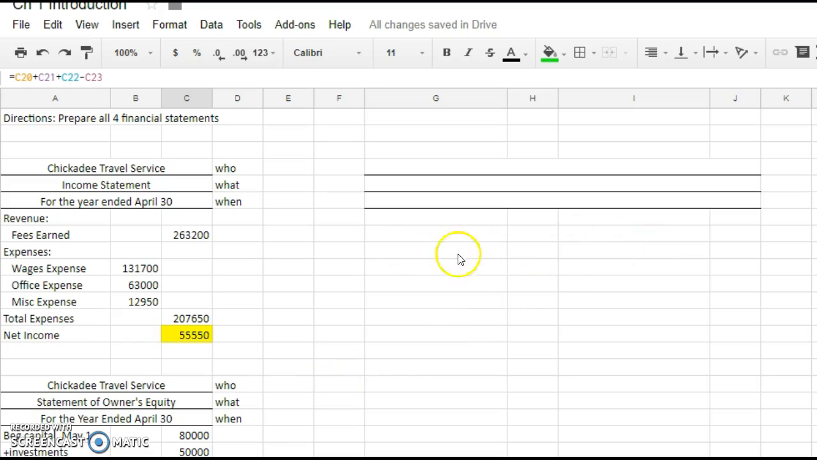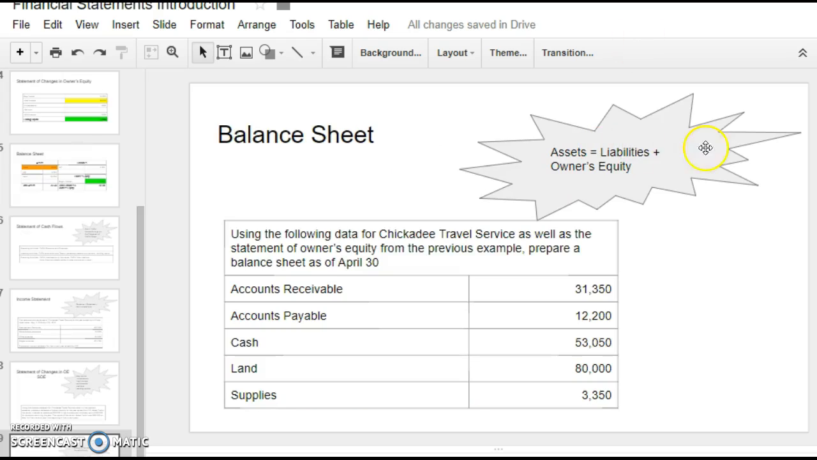So I do need a few columns for that, so I'm going to actually put that one up here. So let me go back. For the balance sheet, that is the accounting equation. So if you think of the accounting equation as the balance sheet equation, assets equals liabilities plus owner's equity. So we're going to use the following data for Chickadee Travel Service as well as the statement of owner's equity from the previous example and prepare a balance sheet as of April 30th.